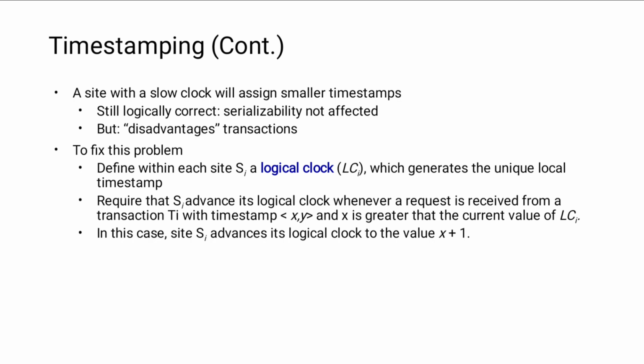A site with a slow clock will assign some smaller timestamps. Serializability is not affected, but there are disadvantages for transactions. How to fix this problem?